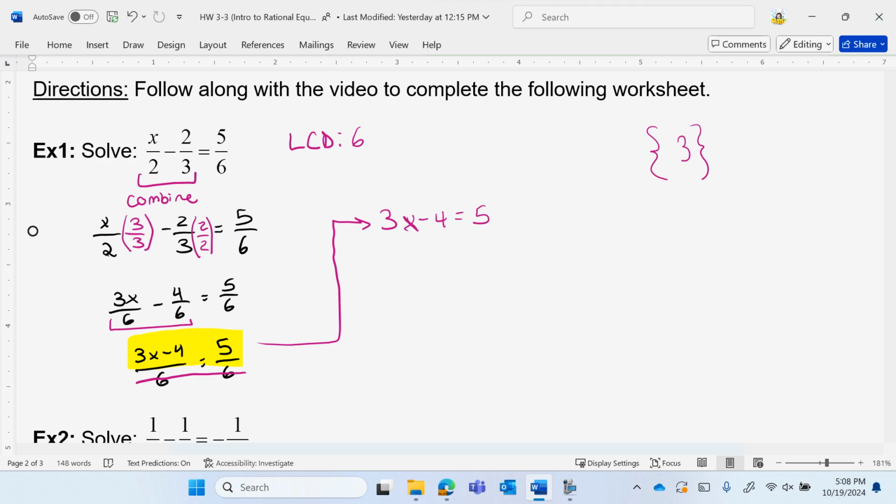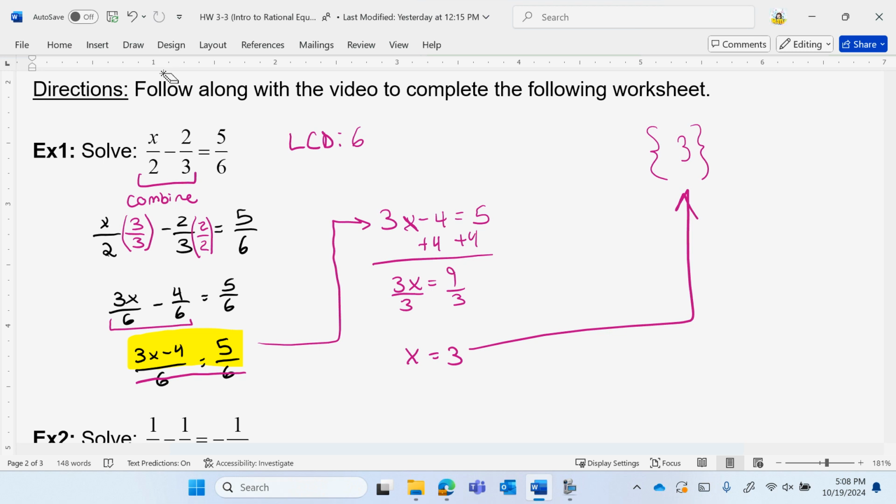This is an equation we can actually solve. We can add the 4 to both sides, and we have 3x equals 9. If we divide by 3, we get x equals 3, which was supposed to be our answer in the first place. As a recap, we combined the two fractions on the left-hand side. We have fraction equals fraction. Because the denominators are the same, we only worry about getting the numerators to be equal. We drop the denominators because they're already the same. We don't care about them anymore.